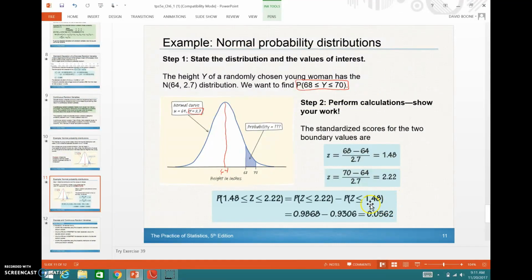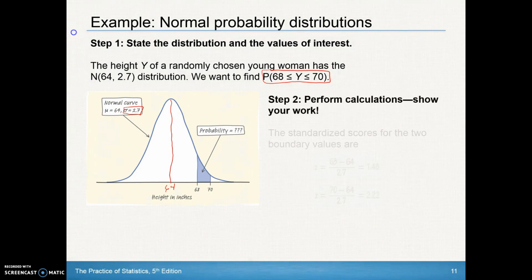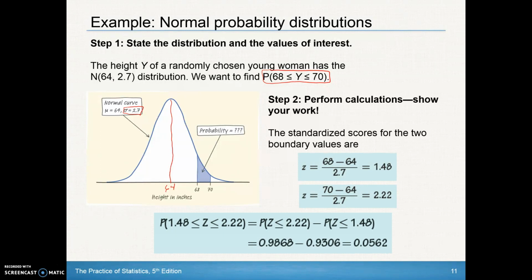So, you can already see ahead here on the slide, if I pick up where we left off. Got those different z-scores. Again, the 2.22 was 0.9868 on the chart. The 1.48 was 0.9306 on the chart. Subtract those two values to find this. This here is the probability, or the area, underneath the curve from 68 to 70.